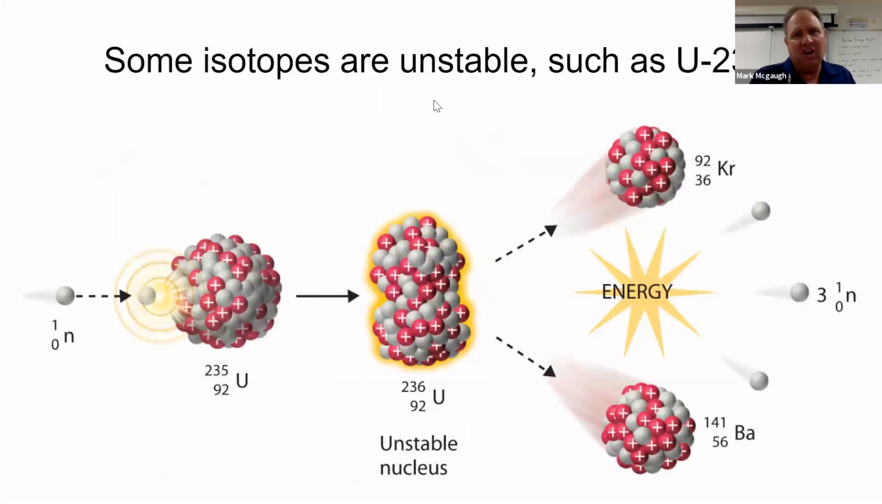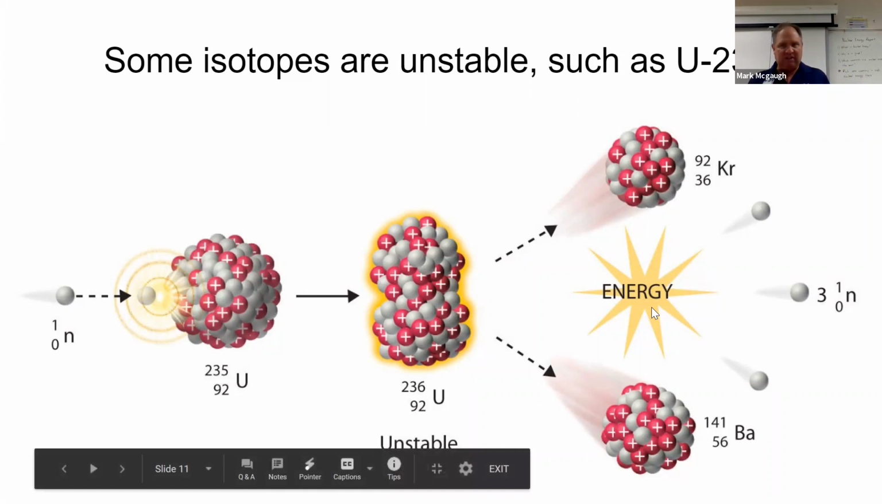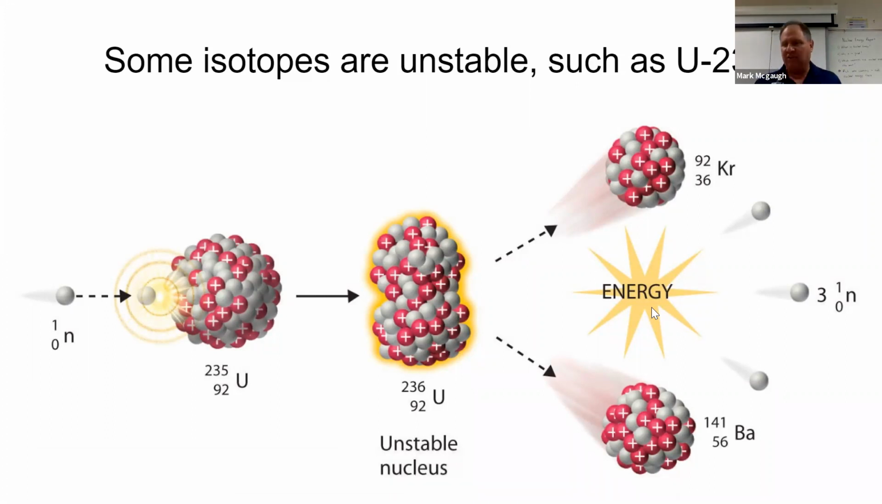Now, some isotopes are unstable, such as uranium-235. Uranium-235, because it's larger, the stable form of uranium actually has more neutrons. If something hits it, like a flying neutron, uranium-235 will fly apart and release a lot of energy. And that's where we get nuclear energy from. Okay?